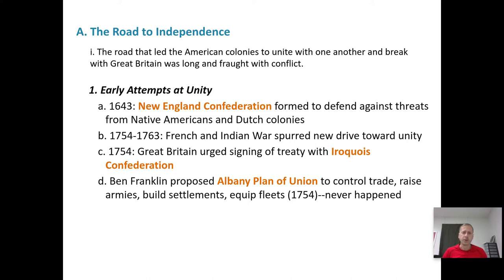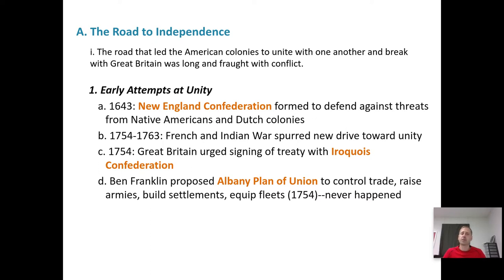One thing that you need to remember is that we were 13 separate colonies. We weren't always working together. Even after we declared our independence, when we had the Articles of Confederation, we were basically 13 little independent countries, all on our own, kind of working together when we needed to. What this slide is about is our early attempts at unifying, our coming together for a common goal.